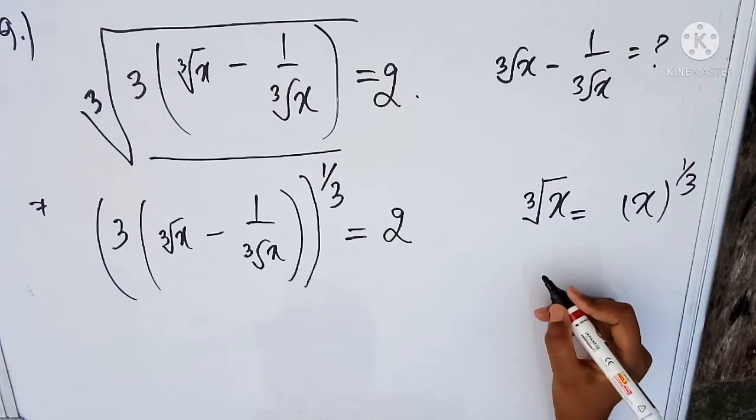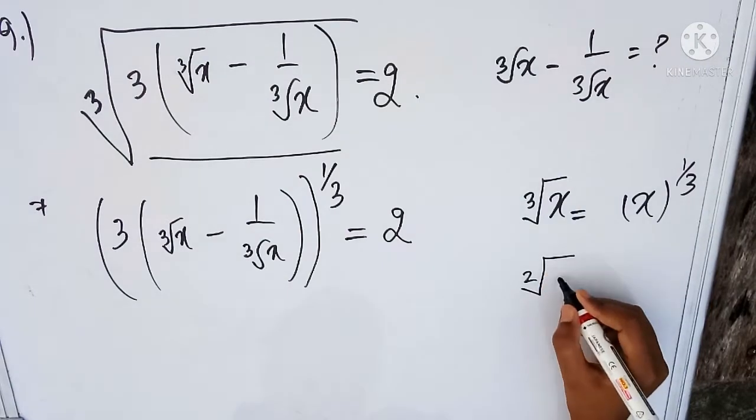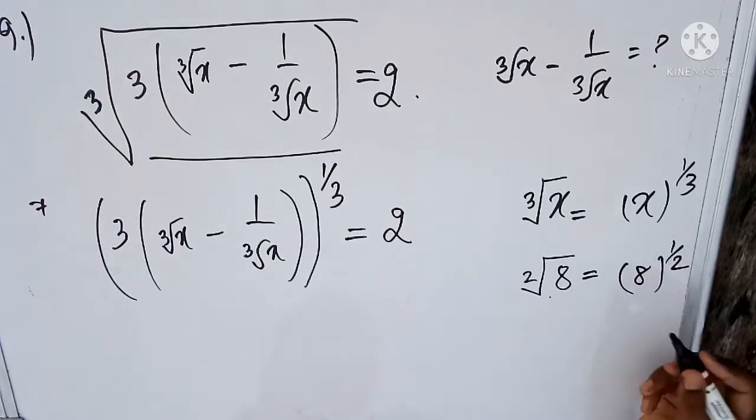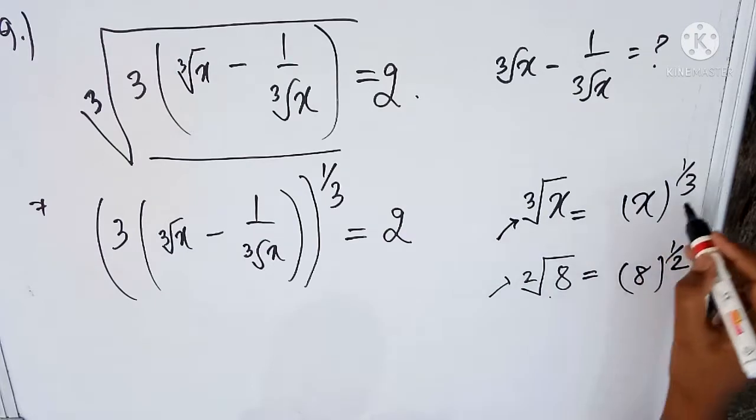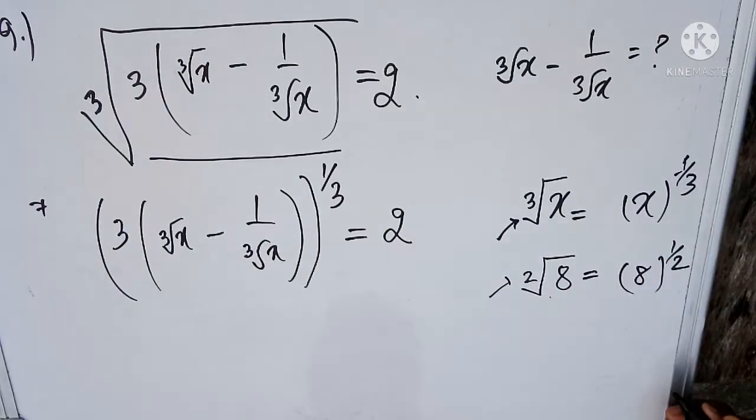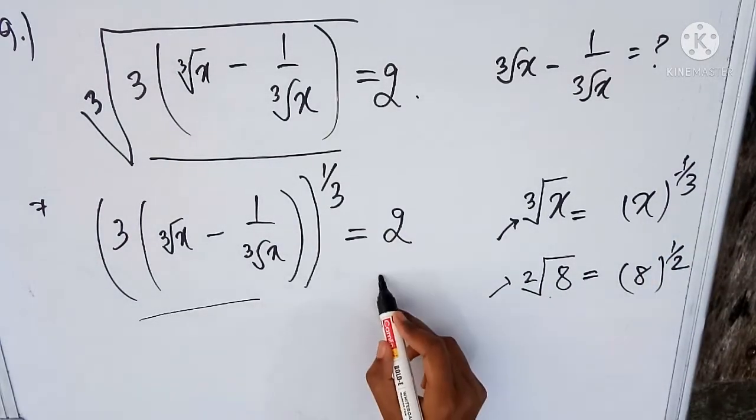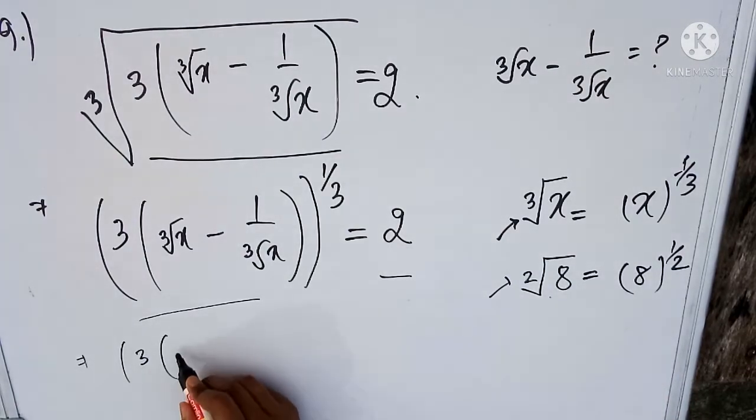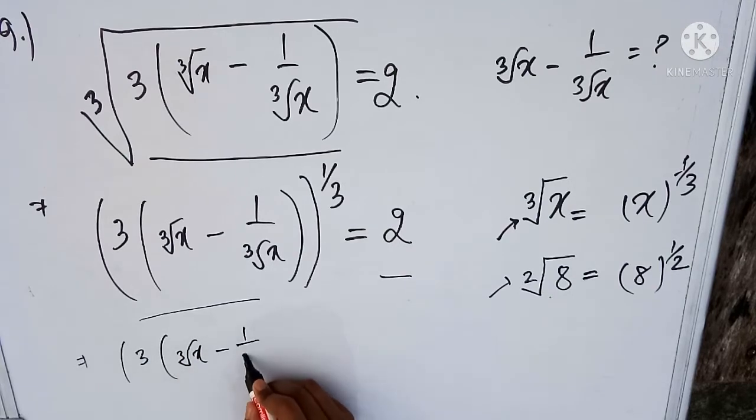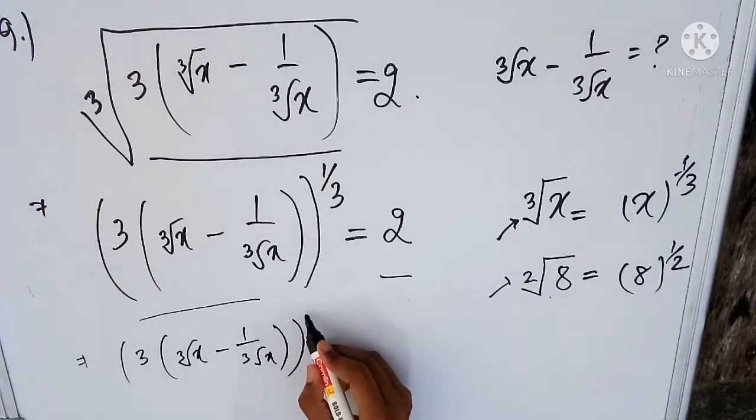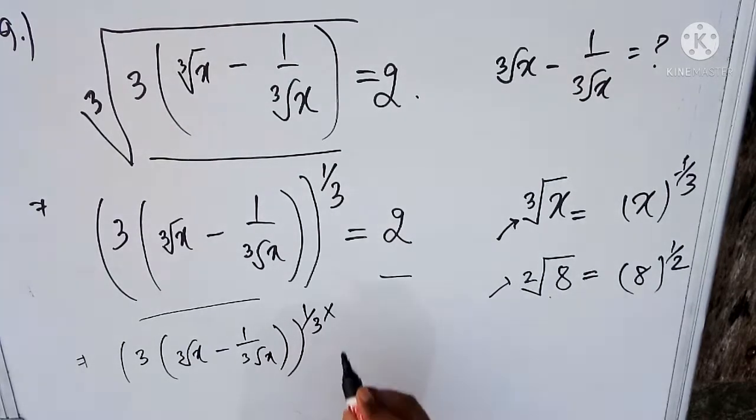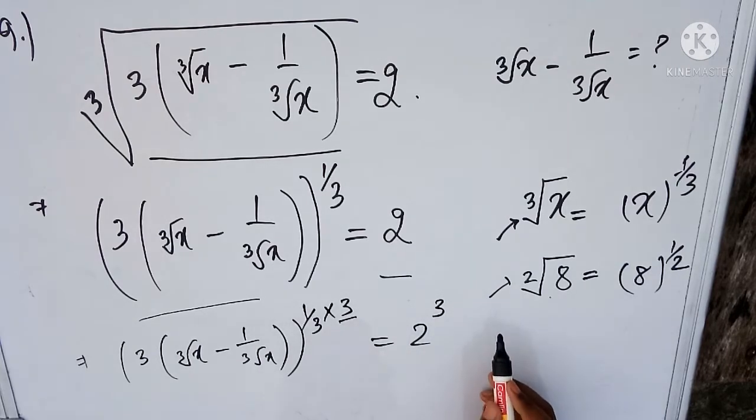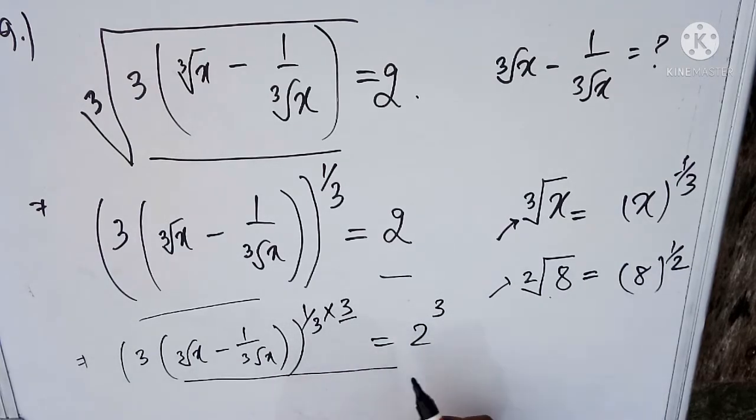We have already discussed in the square root, if we have the square root of any number, then this can also be written as that number to the power 1 by 2. So similarly, in the cube root also we can write it as 1 by 3. In the next step, we have to do the cube of both the sides. So it can be written as 3 multiplied by cube root of x minus 1 by cube root of x, and we have the power 1 by 3 multiplied by 3 is equal to 2 to the power 3. So on cubing both sides, we will get this.